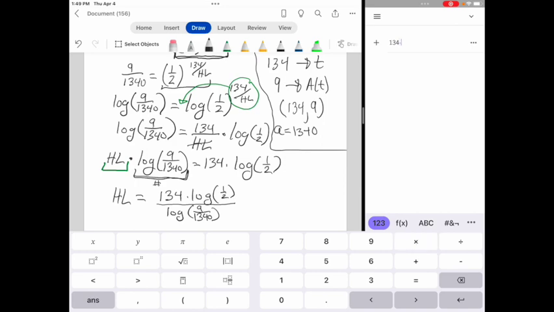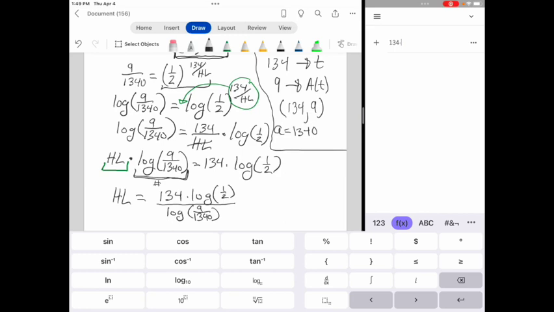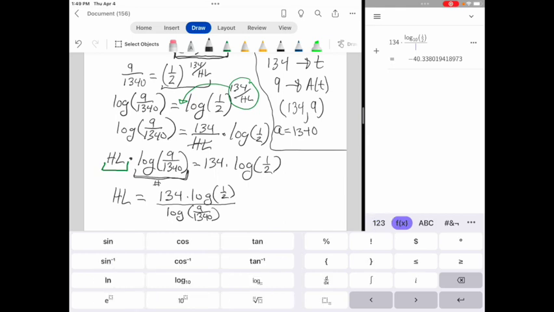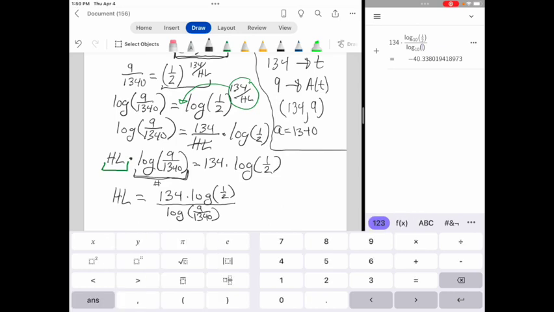I'm going to put in 134 times. Now to find your log, you have to hit the function button. That's this fx right here. So we're going to use log, which is the common log, base 10. And then I'm going to put in 1/2. So I'm going to go back to my numbers. So 1 divided by 2. And then that's what's in the numerator. So then I'm going to divide by log. Go back to your functions, choose log, and then inside there, we're going to use 9 divided by 1340.